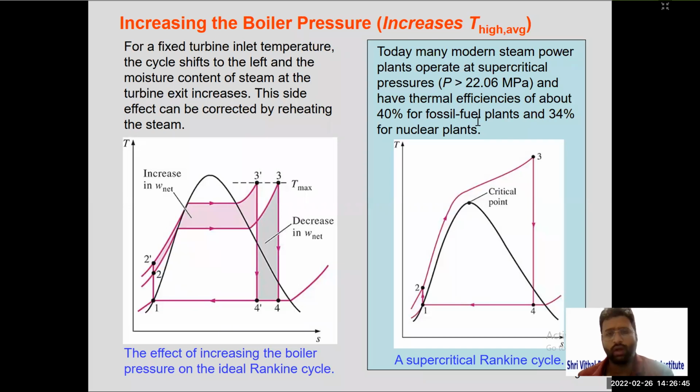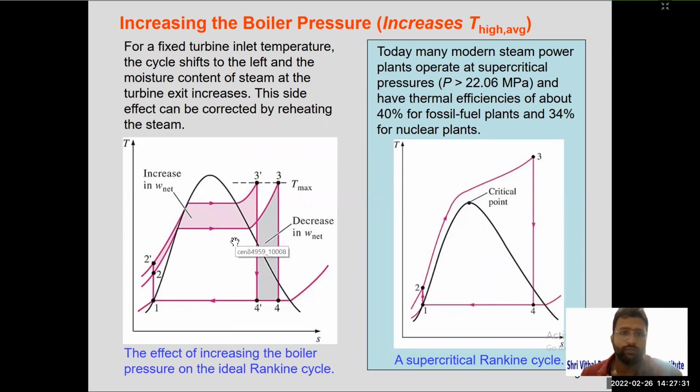Most of the power plants nowadays, if you take the example of Japan, operate at supercritical pressure. That means they operate at pressures above the critical point. And some plants in recent years have also started working at ultra supercritical pressure. As you can see, if we operate above the critical point, the need for latent heat is eliminated. So point 2 is the boiler inlet. At critical pressure, this liquid is directly converted into steam at point 3. Then 3 to 4 is the turbine, and 4 to 1 is the condenser.